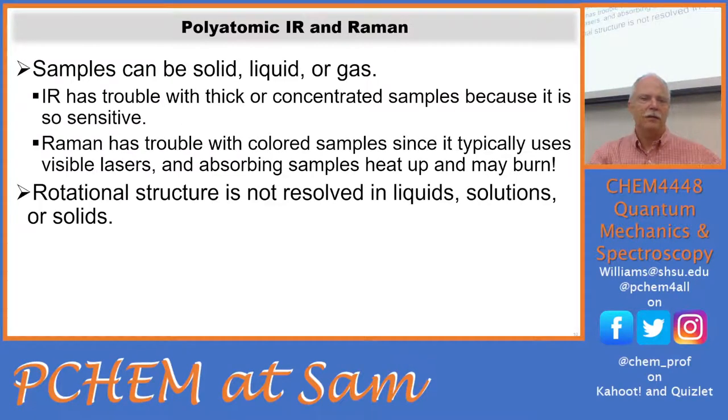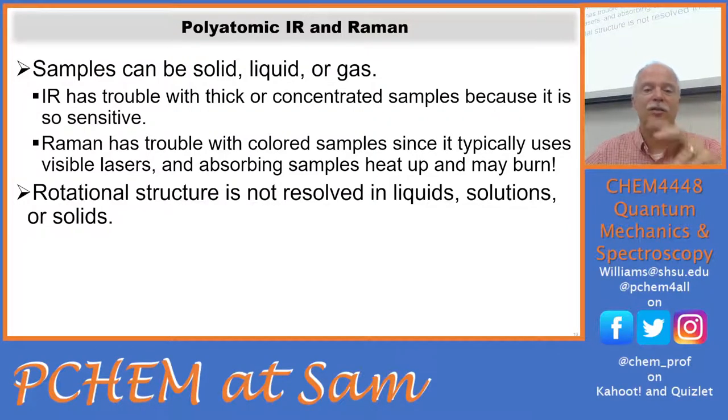Just a little bit about our samples in the lab. We can get infrared spectra from solids, liquids, and gases, but IR is very sensitive, so it becomes opaque really quick. In UV-vis, your sample cuvettes are about a centimeter thick, so your path length is a centimeter. In infrared, your path length needs to be a few microns, so a few tenths of a millimeter.